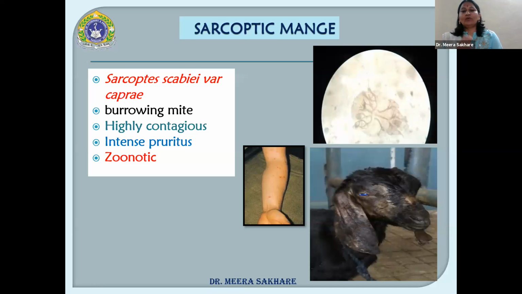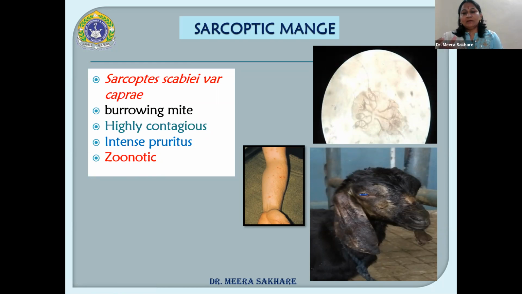It is caused by the Sarcoptes scabiei organism, which is 0.4 to 0.6 millimeter in diameter. It is a burrowing mite. It penetrates into the epidermis layer of the skin, and it feeds on serum or tissue fluid or the hair follicle. It is very contagious. Once one animal is affected, within a short period more animals are affected, and it has an acute nature. The important sign is intense pruritus. Once the animal has sarcoptic mange, we find continuous itching. And most important, it has zoonotic importance.